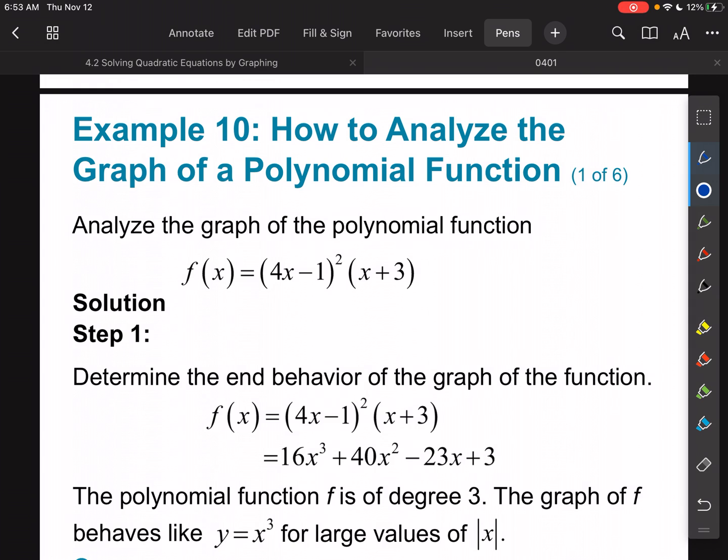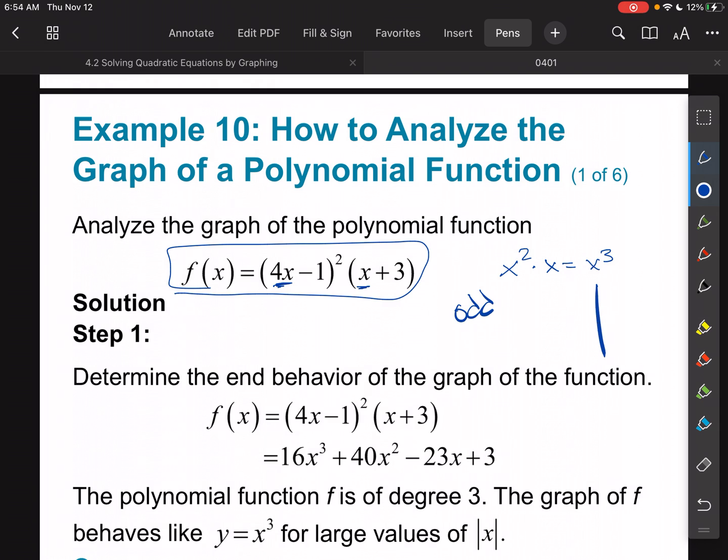So here, if I see this, okay, they want us to figure out what this thing acts like. If I know that this x term is squared and this one is not, and I multiply them together, x squared times x will give me x to the 3rd. So I know that this is an odd function. It behaves like x to the 3rd, so it's something like this.